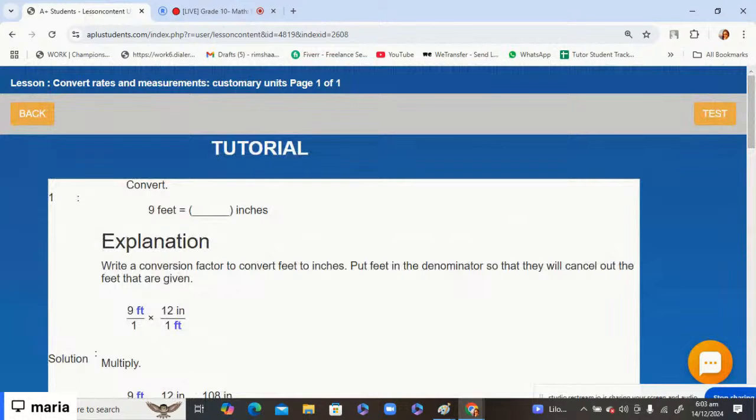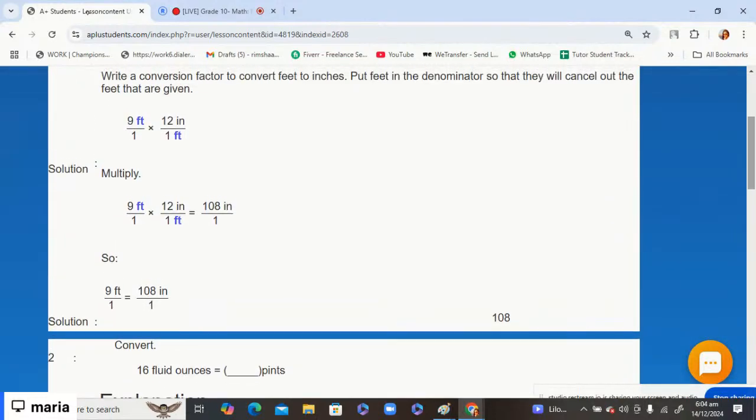Here it's given, 9 feet is equal to how many inches? Write the conversion factor to convert the feet into inches. Put feet in the denominator so that it will cancel out the feet that are given. So 9 feet is equal to how many inches? That is 12 inches. As we know that 1 foot is equal to 12 inches, you are going to multiply 9 with 12.